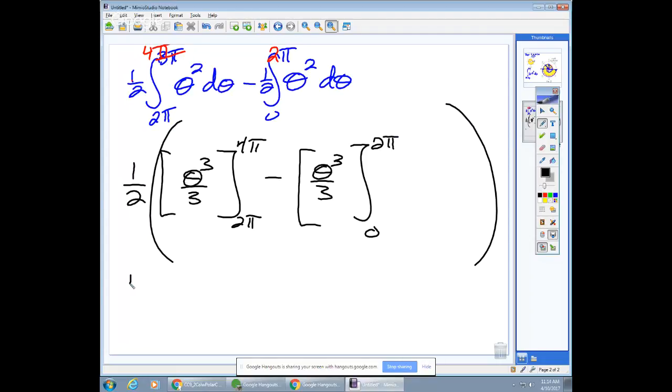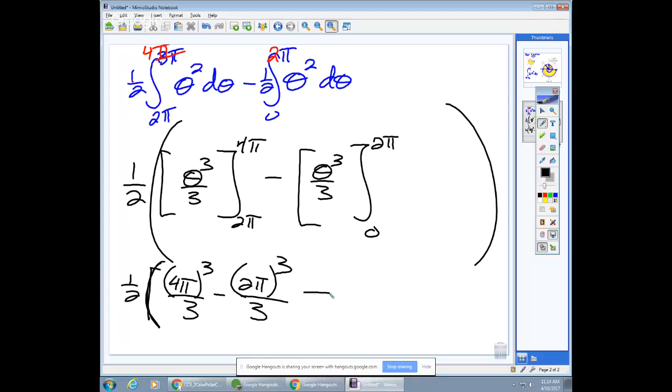All right, so 1/2 times, let's change to curly bracket, and I have 4 pi cubed minus 2 pi cubed over 3, and then minus, and I'm going to distribute the negative as I do this. Oh, there's not much to distribute, is there? There's going to be minus the 2 pi cubed over 3, and then it'll be minus a minus 0 or plus 0, which doesn't really matter, does it?